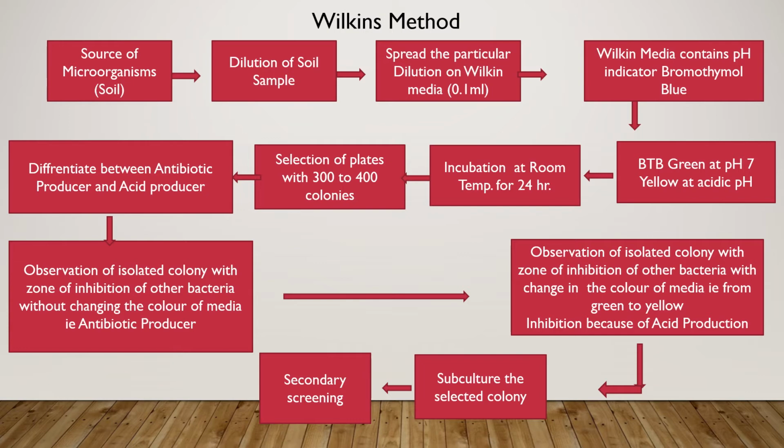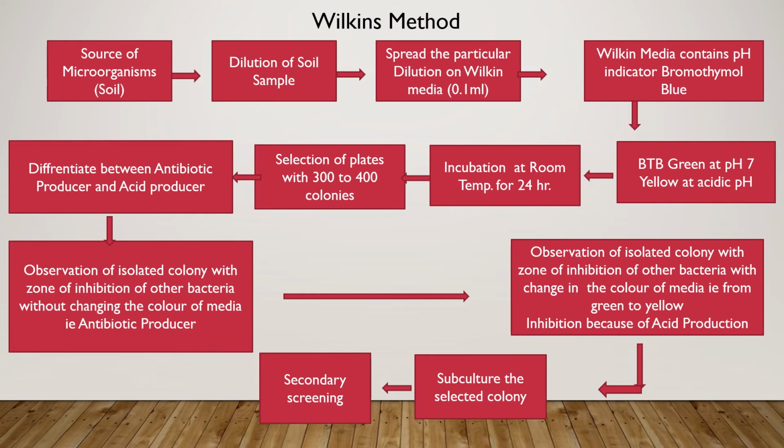why is there a change in the color? Because, as I have mentioned, this media has bromothymol blue, and under acidic condition bromothymol blue turns yellow. So if the colony has turned yellow and there is an inhibition zone, it means that the colony at the center has produced acid, and the inhibition zone is because of acid production. What I mean is that this acid has inhibited the growth of other bacteria. It is not because of an antibiotic, and in this case we are interested in isolating and detecting antibiotic producing bacteria, not acid producing bacteria.